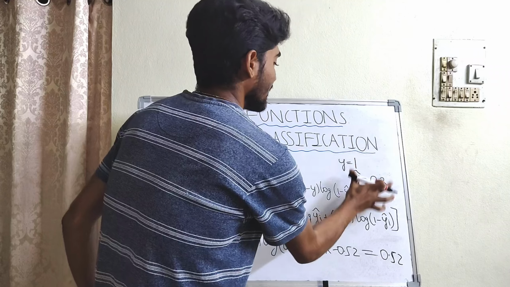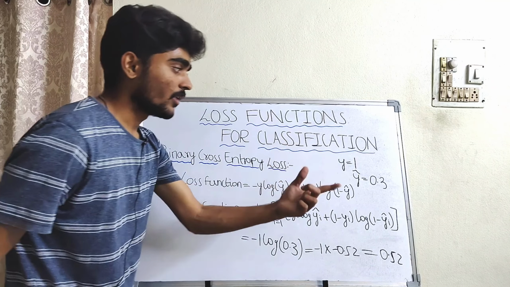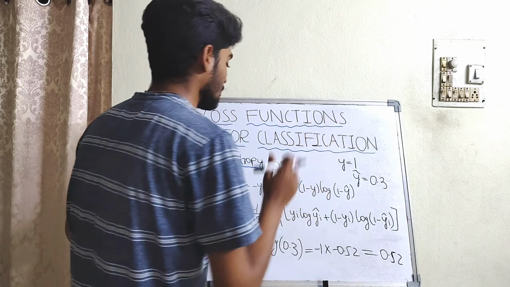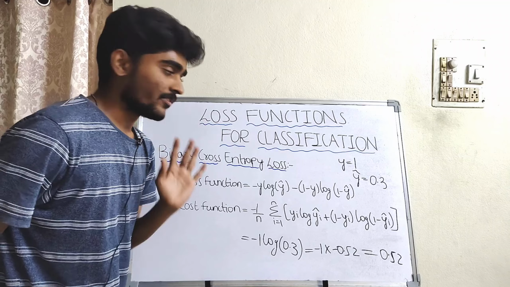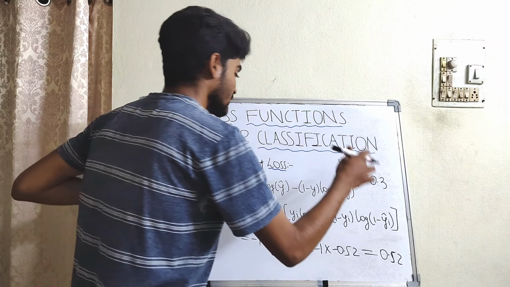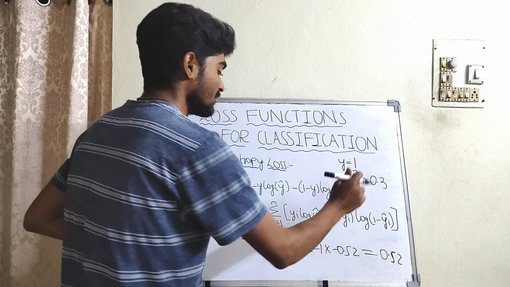So take different values from 0 to 1, and take two values, either 0 or 1, for the true output, and substitute the values in this loss function and determine the different values. Okay, calculate the different values. Now, this is the entire intuition of the loss function. Now let's see about the cost function.